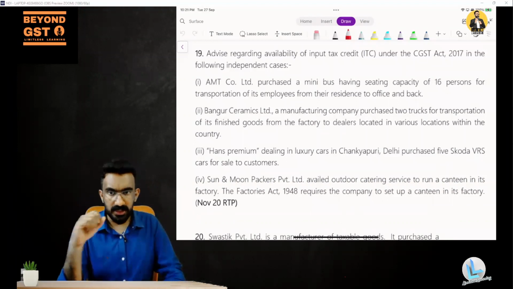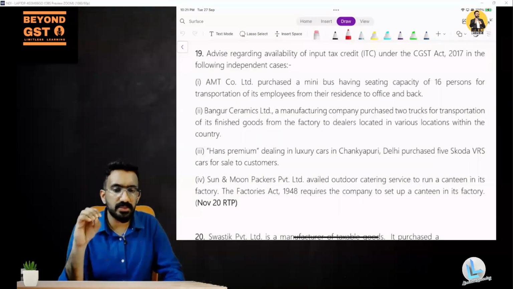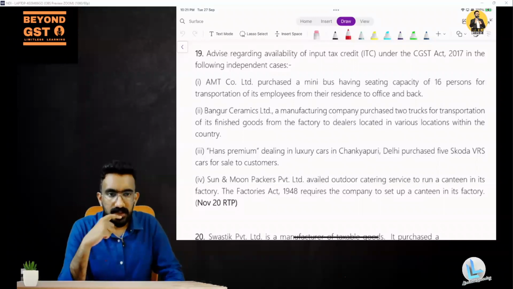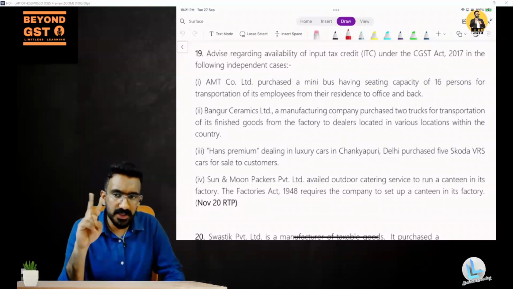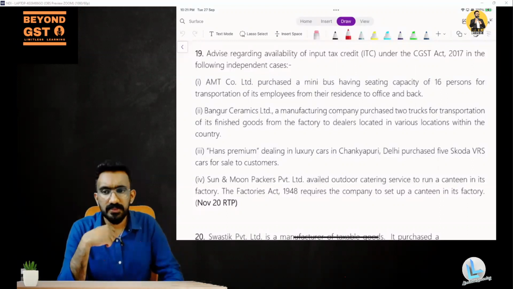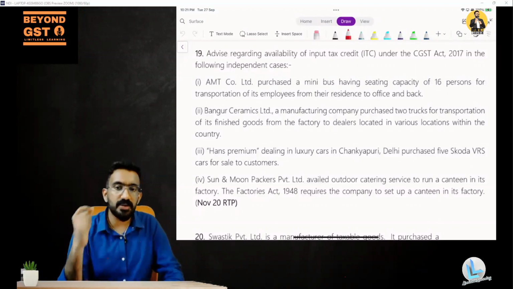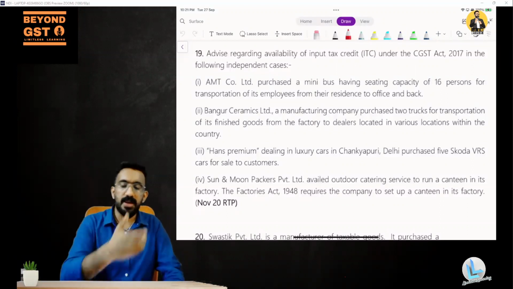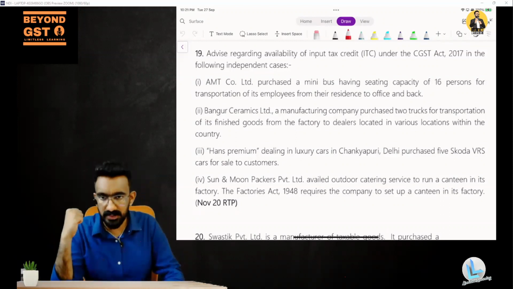Question number 2 here. Bangur Ceramics Limited, a manufacturing company, purchased 2 trucks for transportation of its finished goods from factory to dealers located in various locations within the country. They purchased 2 trucks for transportation of finished goods. Can they take credit? Yes, because it's meant for transportation of goods. Only passenger vehicles with less than 13 seats are blocked.